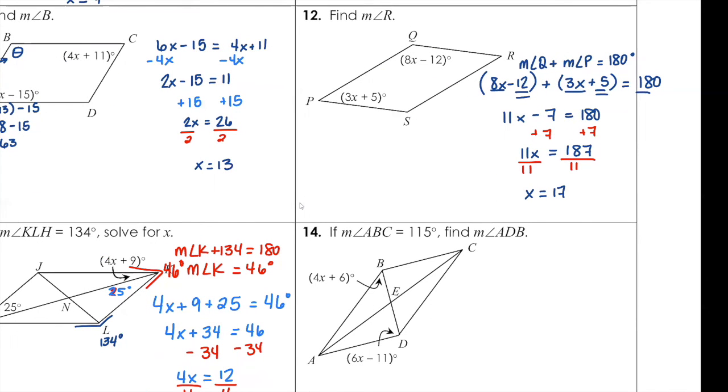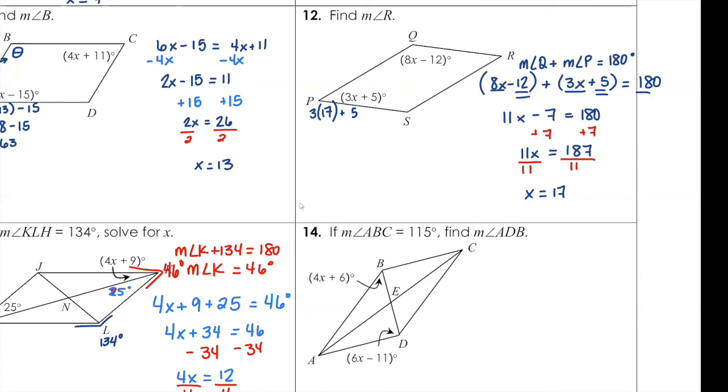Now we could go through that whole supplementary process again, or we can substitute x in for P. What would be the advantage of putting x into P over Q? What do we know is true about angle P and angle R? They're congruent because in parallelograms, opposite angles are congruent. So we can just substitute that 17 into P.